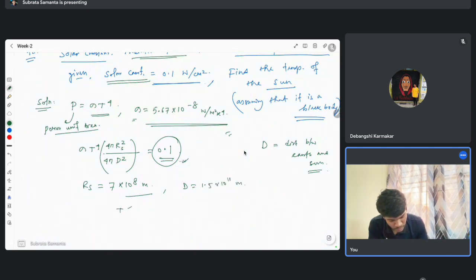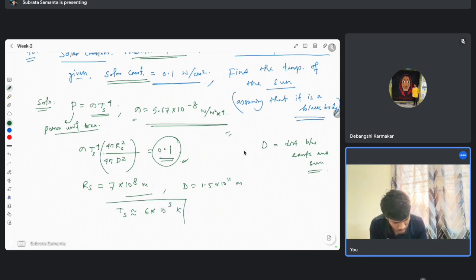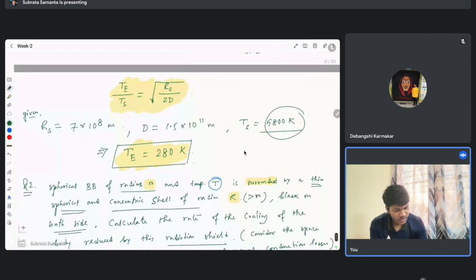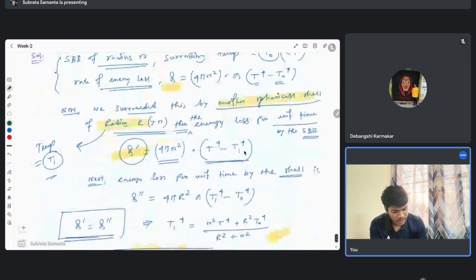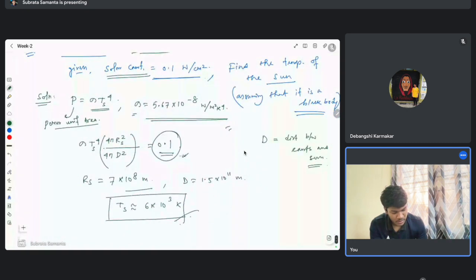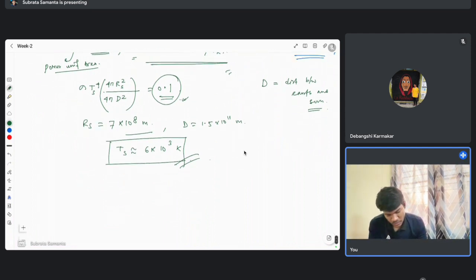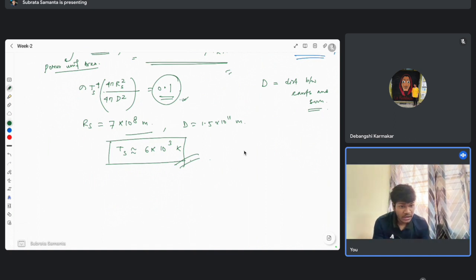So if we put these in, we can calculate T, the temperature of the Sun. You can calculate it: 6 times 10 to the power 3 Kelvin. Now you know that the Sun's temperature is 5800 Kelvin, that is 5.8 times 10 to the power 3, and we get here 6 times 10 to the power 3. It's not bad, because we assume that the Sun is a perfect black body and we are using approximate measurements, but the result is good. In this way, we estimate the Sun's temperature.